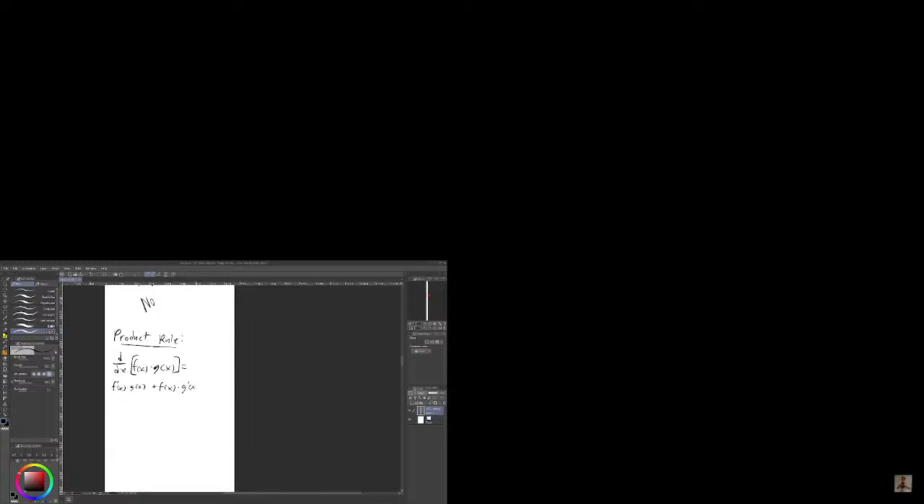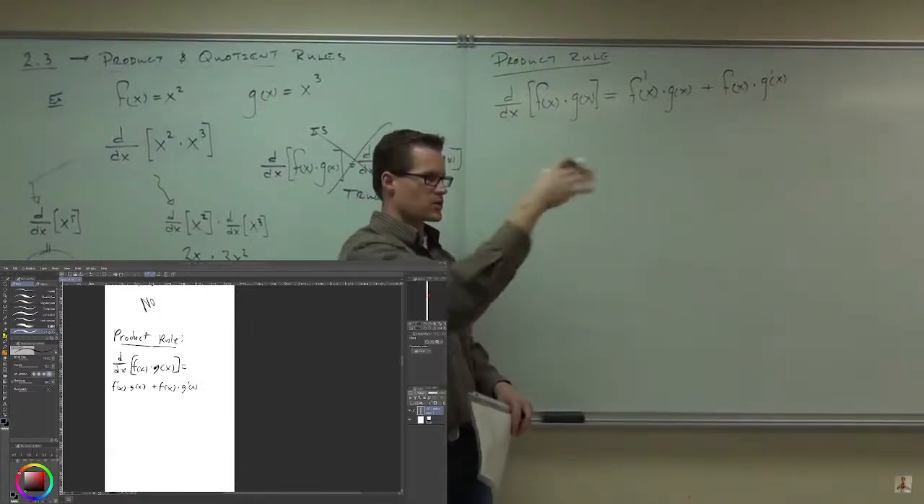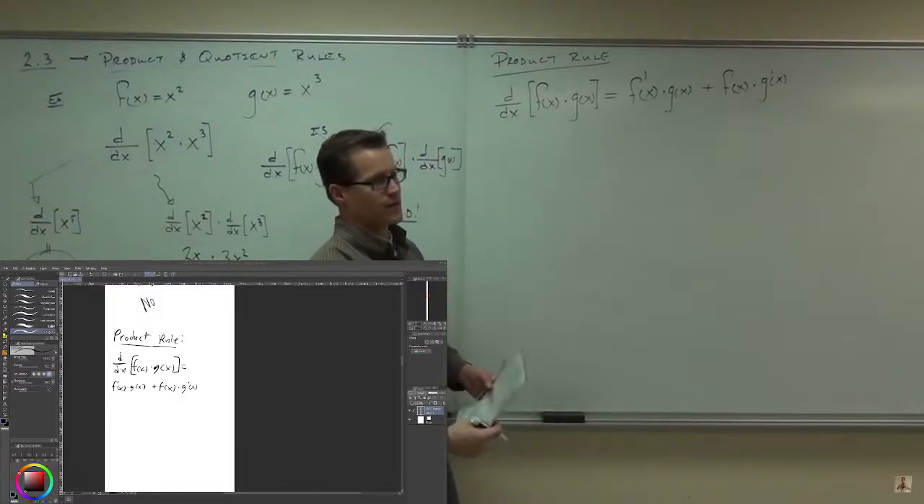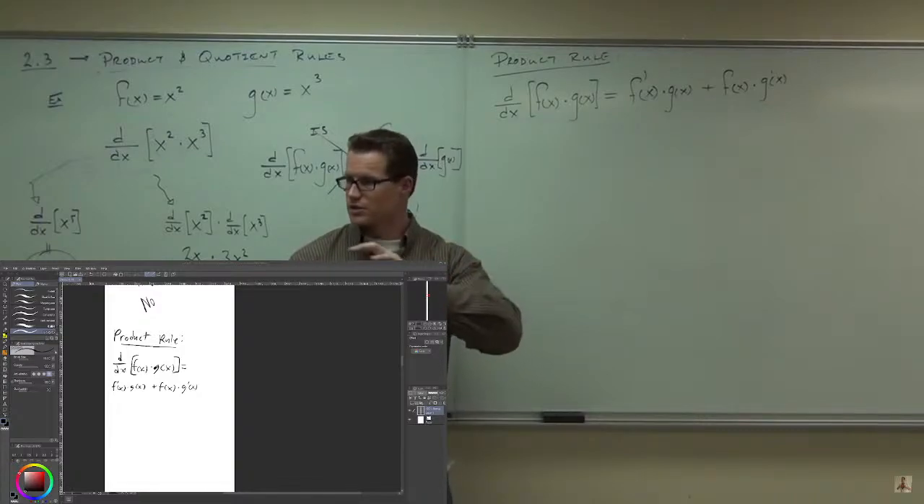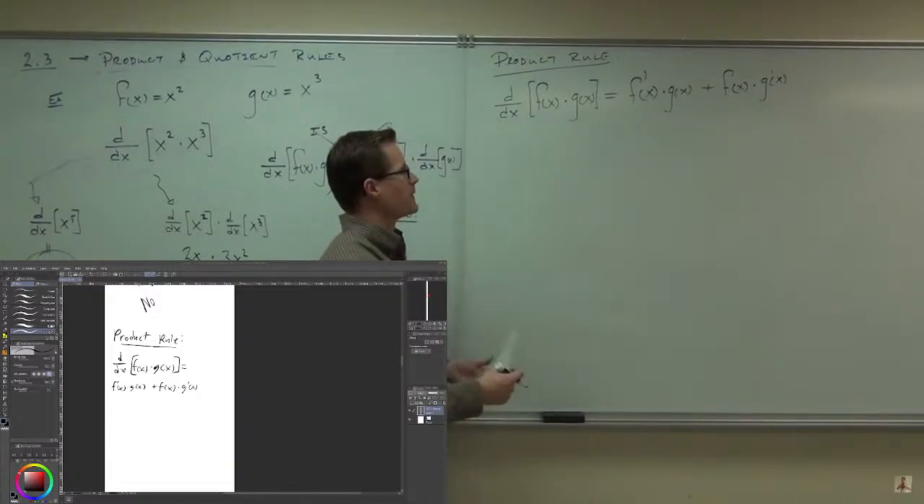I like to think product plus. P goes with P, product plus. You're going to see in the quotient rule that we're going to have a minus sign in between there. So product plus. Associate the product with a plus.